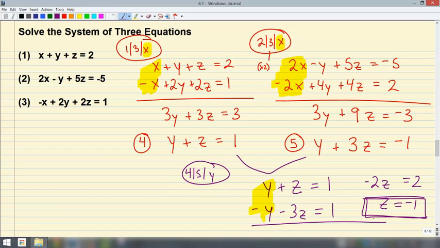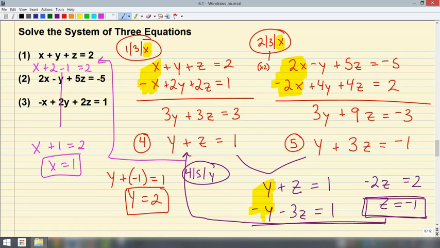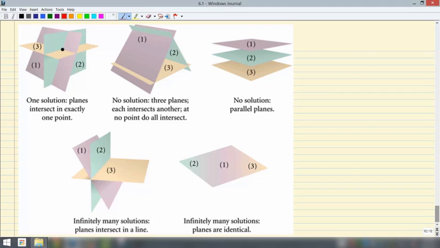Take this z coordinate and back substitute to solve for y. So y has to equal 2. And now that we've got a z and a y, take both of these coordinates and back substitute into an equation up here. So this leads us to x plus 1 equals 2, or x equals 1. So now we can write our answers in ordered triple. 1, 2, negative 1.